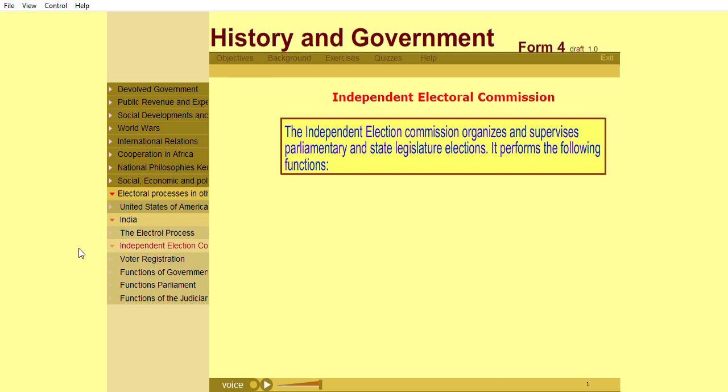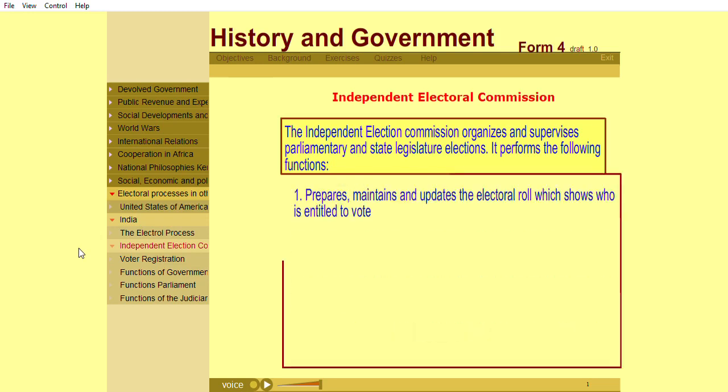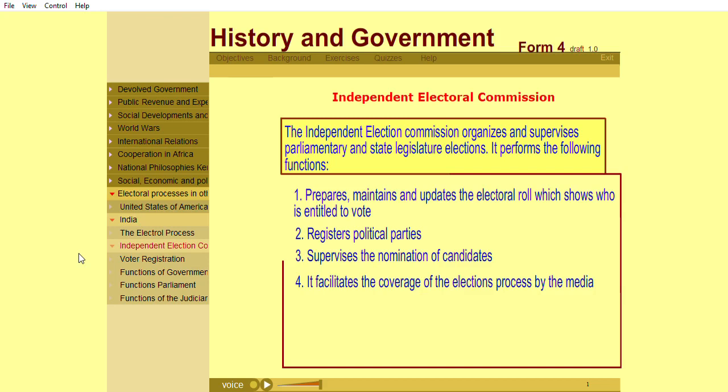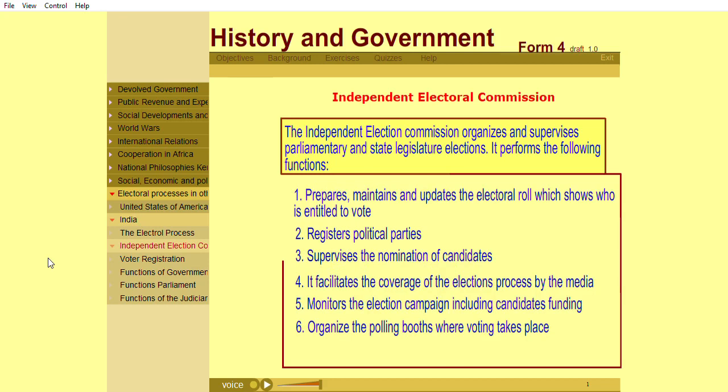The Independent Election Commission organizes and supervises parliamentary and state legislature elections. It performs the following functions: prepares, maintains, and updates the electoral roll, which shows who is entitled to vote, registers political parties, supervises the nomination of candidates. It facilitates the coverage of the elections process by the media, monitors the election campaign including candidates' funding, organizes the polling booths where voting takes place, and supervises the counting of votes and the declaration of results.